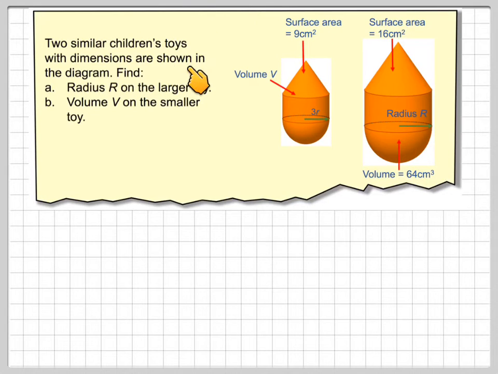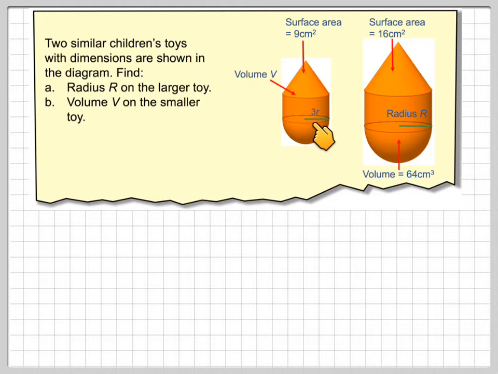Two similar children's toys with dimensions as shown in the diagram. Find the radius r of the larger toy and the volume v of the smaller toy. So what have we got here? Well, we know the surface area of both toys, so therefore we could come up with an area ratio.